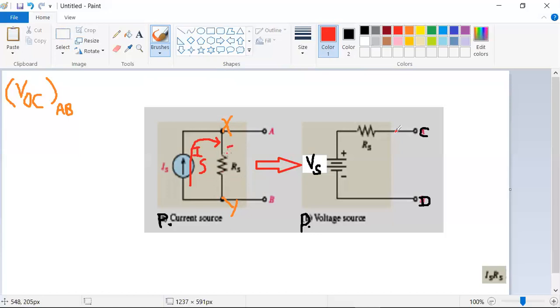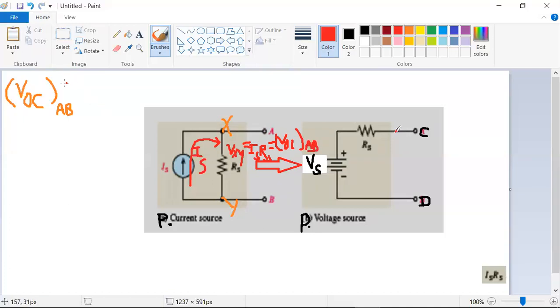While flowing through the X and Y branch, Is in Rs gives a voltage drop. The same voltage across X and Y will appear across these terminals. Hence Vxy is nothing but VOC. I can name it as VOC of AB. Hope you are clear about this point.